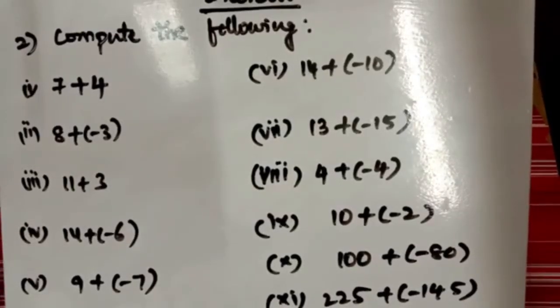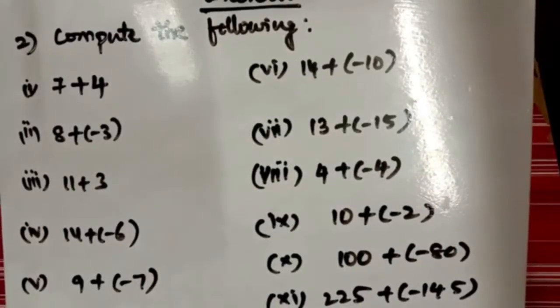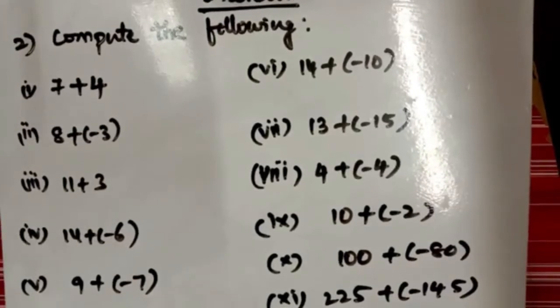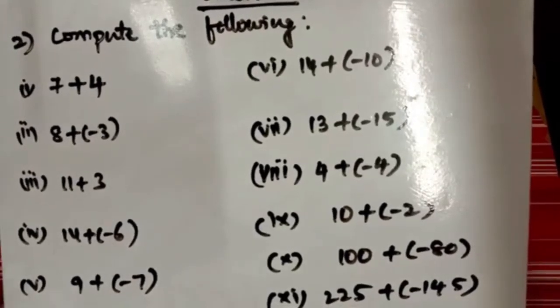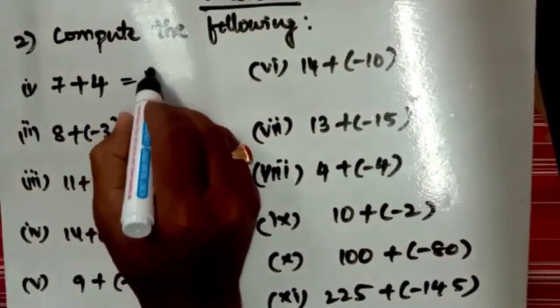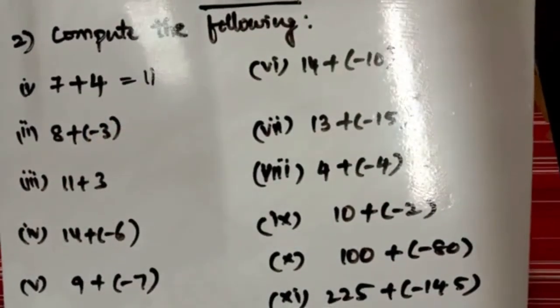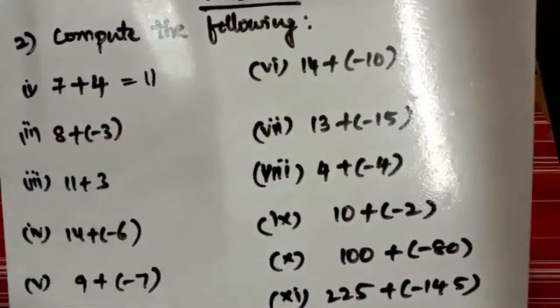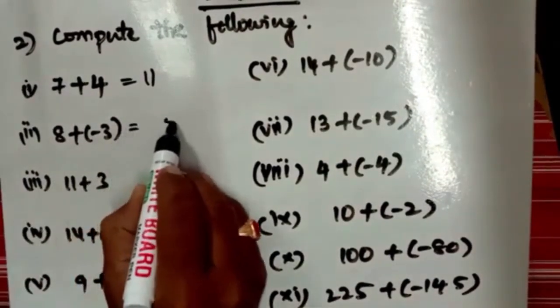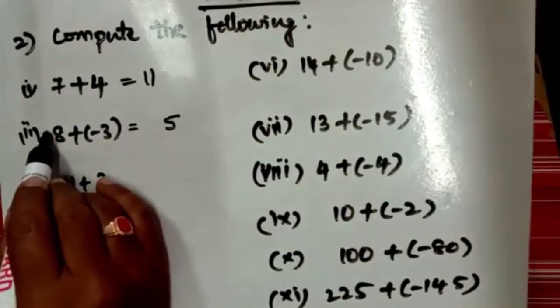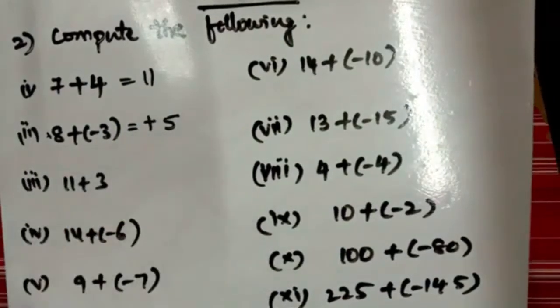Next, second part, compute the following. First question, 7 plus 4, we are adding both positive numbers, so 7 plus 4 is 11. In the second question, we are adding one positive and one negative number. If you have one positive and one negative, you should always do the subtraction and give the sign of the bigger number, that is here plus, so you should get plus 5.